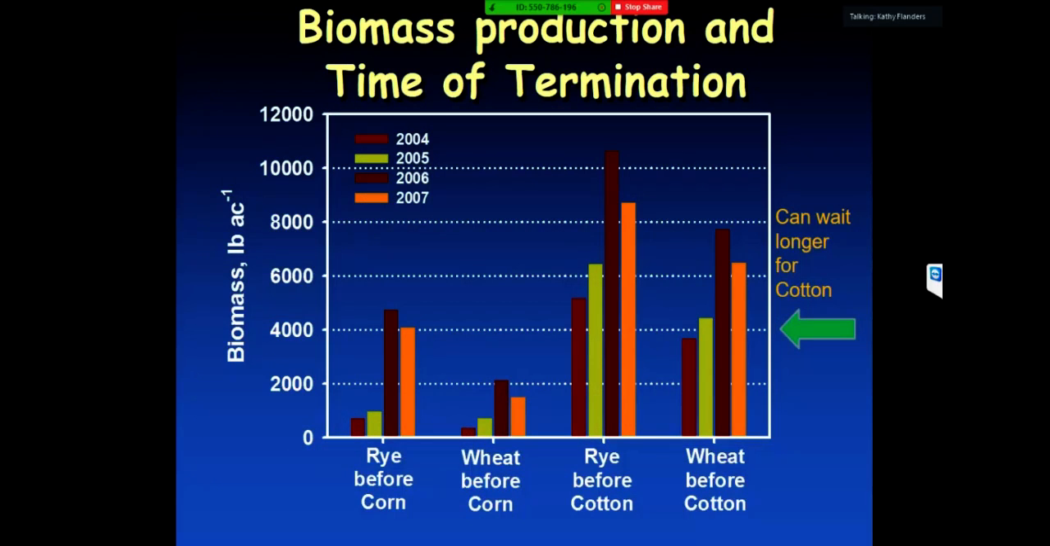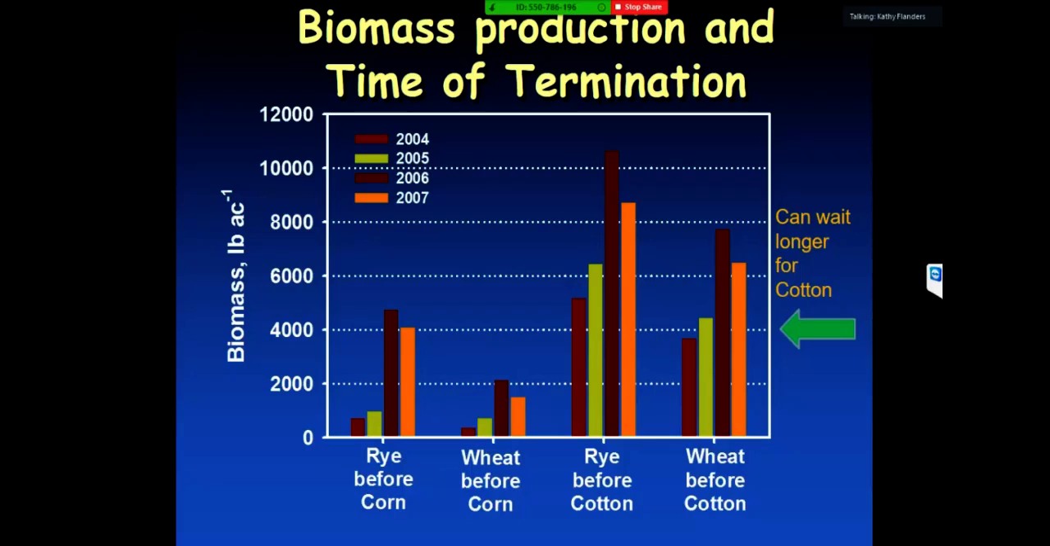I want to mention here that as far as timing of terminating the cover crop, there's several bar graphs here. This is some of the USDA data from Kit Balcom. But you can see that with rye and wheat, the amount of biomass we can get before corn planting versus before cotton planting is simply a matter of we can usually wait a month or so longer to terminate that cover crop before cotton than we can before corn.